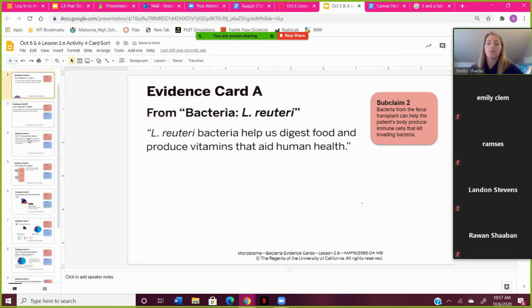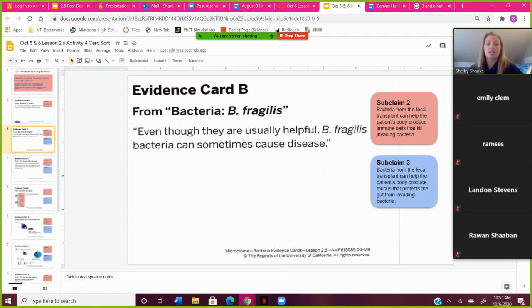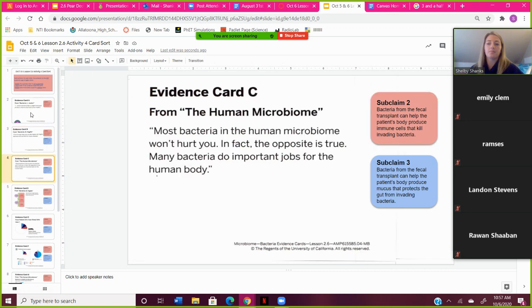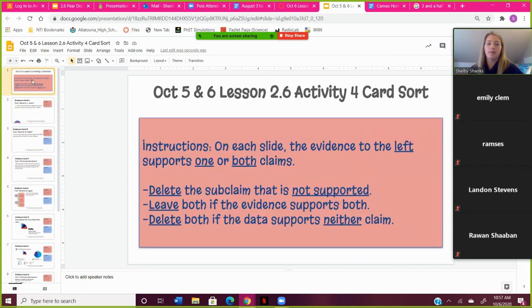All right, you're going to go down all 10 of these, and you can delete or keep whichever subclaim you think goes with that evidence card. So this is a totally different evidence card. It says even though they are usually helpful, B. fragilis bacteria can sometimes cause disease. And so you'll decide which subclaim that goes with. Okay.